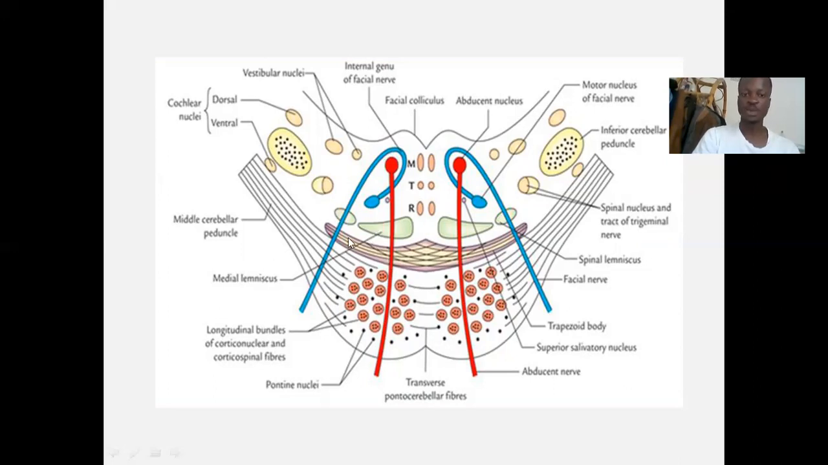Then this is your trapezoid body, composed of the ventral acoustic stria that is crossing to the contralateral superior olivary nucleus. Then this is still the spinal nucleus and tract of the trigeminal nerve. These are the transverse fibers, your pontocerebellar fibers, now entering the cerebellum via the middle cerebellar peduncle. Then on the dorsal aspect, this is the facial colliculus as a result of the underlying nucleus of the facial nerve. These are still your cochlear nuclei, the dorsal and the ventral cochlear nuclei.